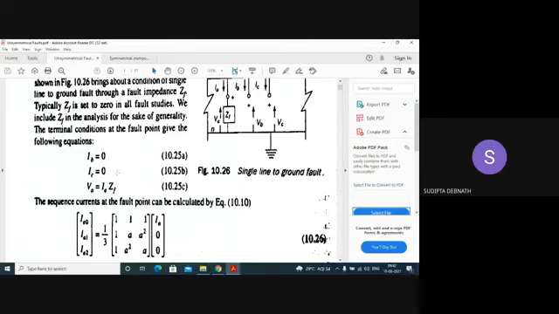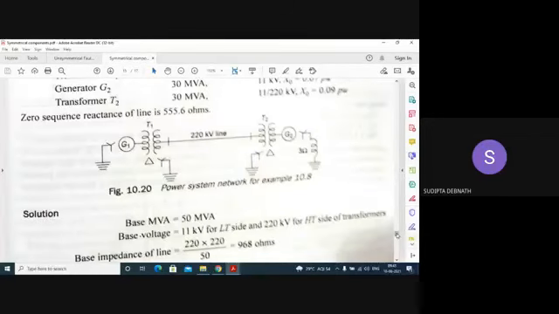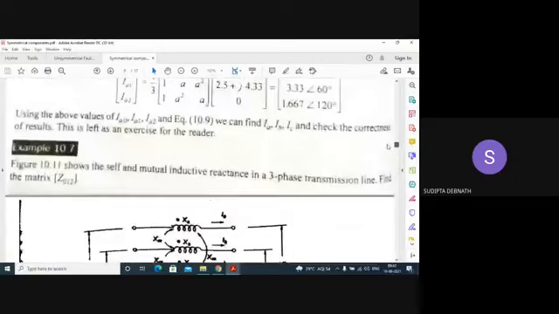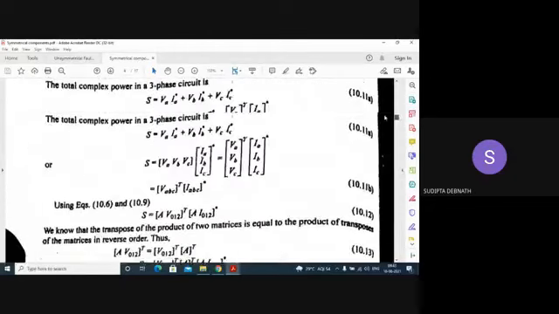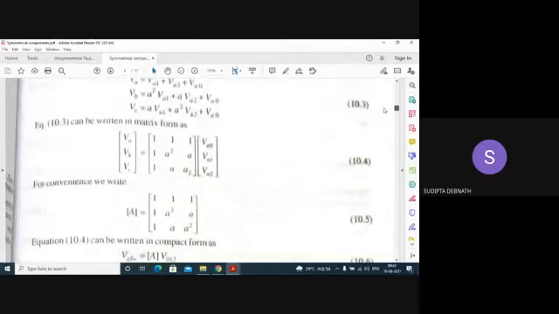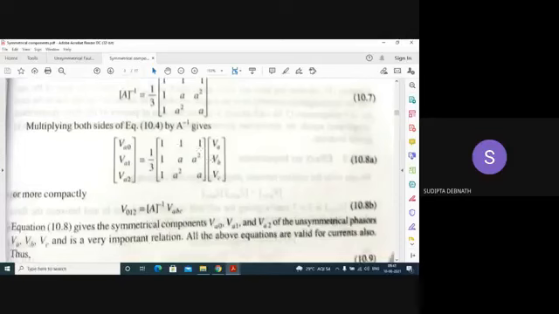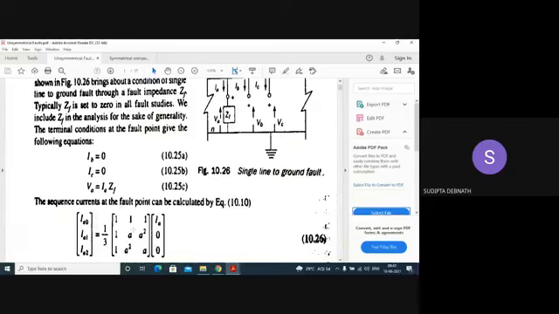So this is the equation we have discussed in the last class. That means how to find out the sequence components when we know the phase components. Actually we are using this equation, isn't it? We are putting just IB and IC equal to 0. So this matrix equation we can write.